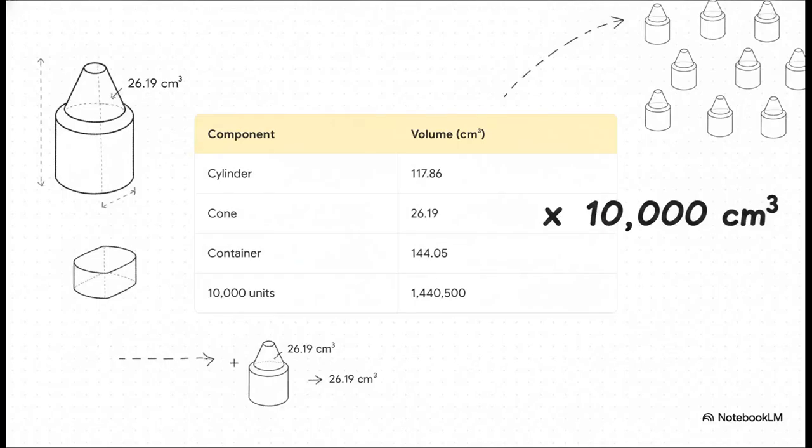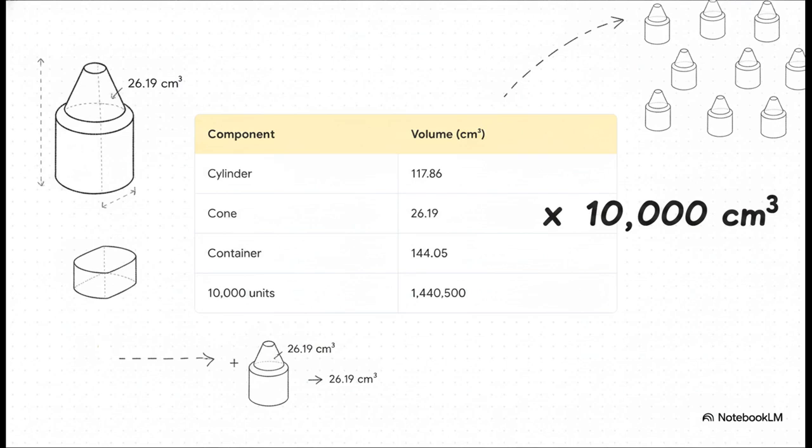Let's break this down. First, we need to calculate the inside space, the volume of each individual part. Using our formulas, the volume of his cylinder section comes out to 117.86 cubic centimeters. The volume of the cone section on top comes out to 26.19 cubic centimeters. To find the total volume of one single container, we just add those 2 numbers together, which gives us 144.05 cubic centimeters per container.